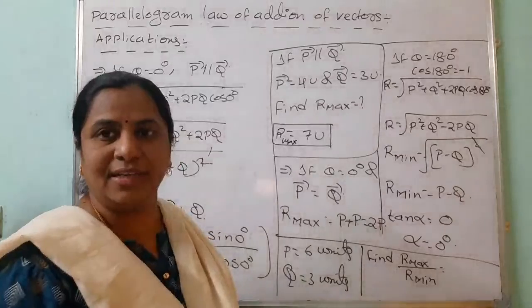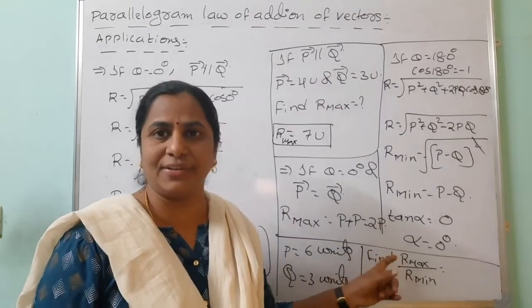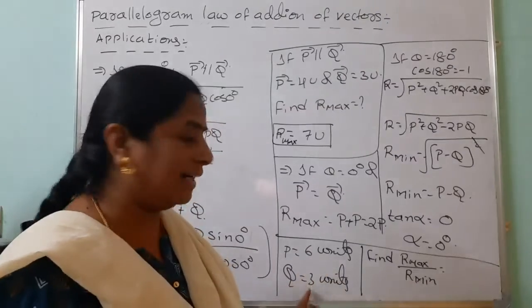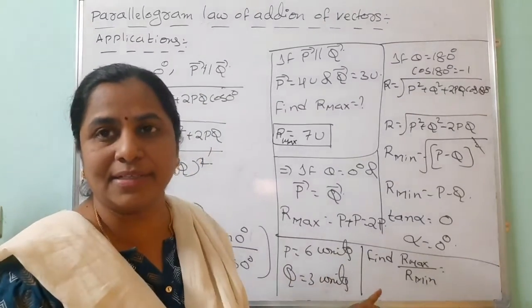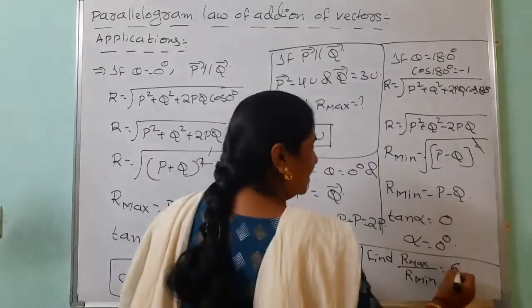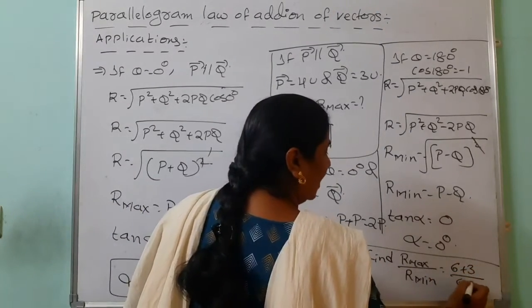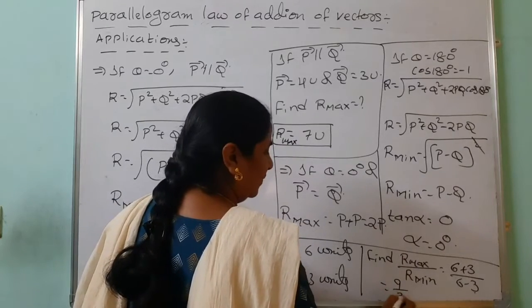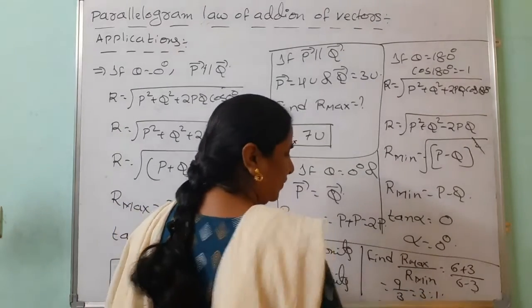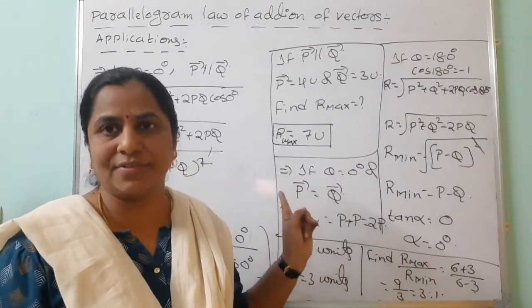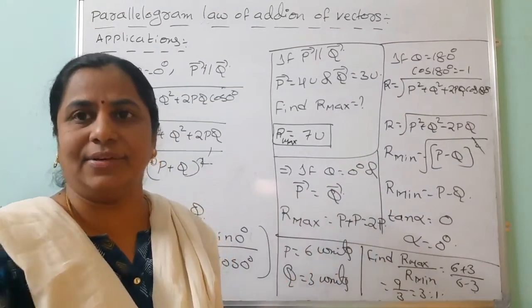Look here. They didn't mention any angle. The question asks for maximum by minimum, so we immediately add the two vectors for the numerator, and the denominator is the subtraction of the two vectors. So 6 plus 3 by 6 minus 3. The answer is 9 by 3, which is 3 is to 1. This is when the angle is 180 degrees, and the first one is when the angle is 0 degrees.